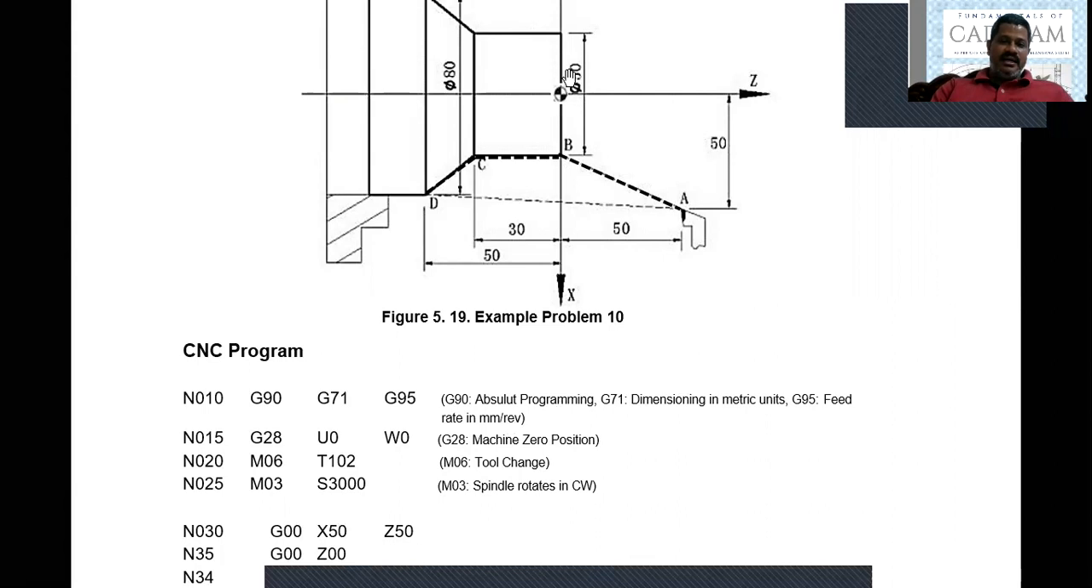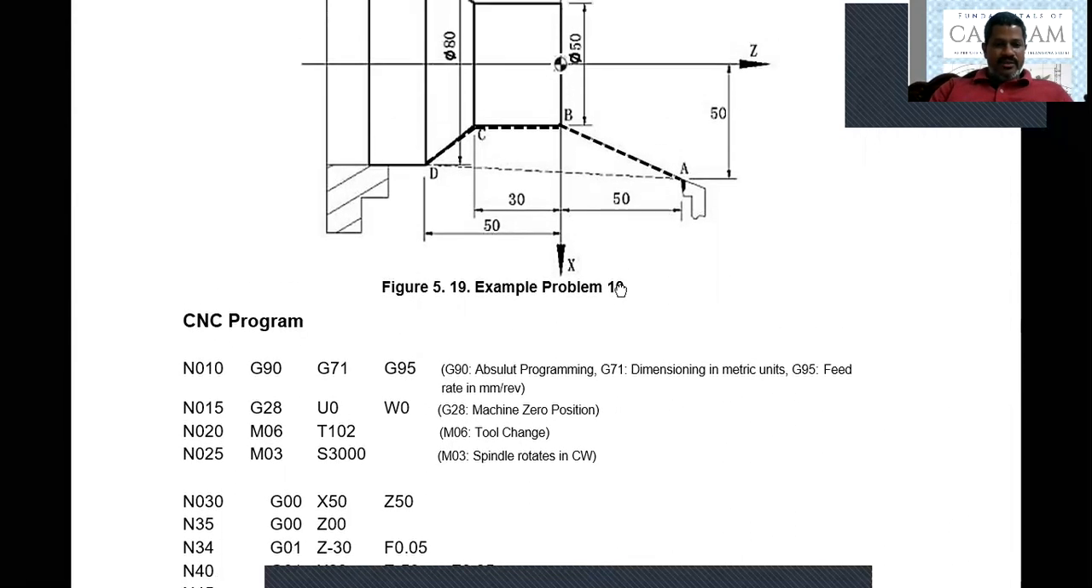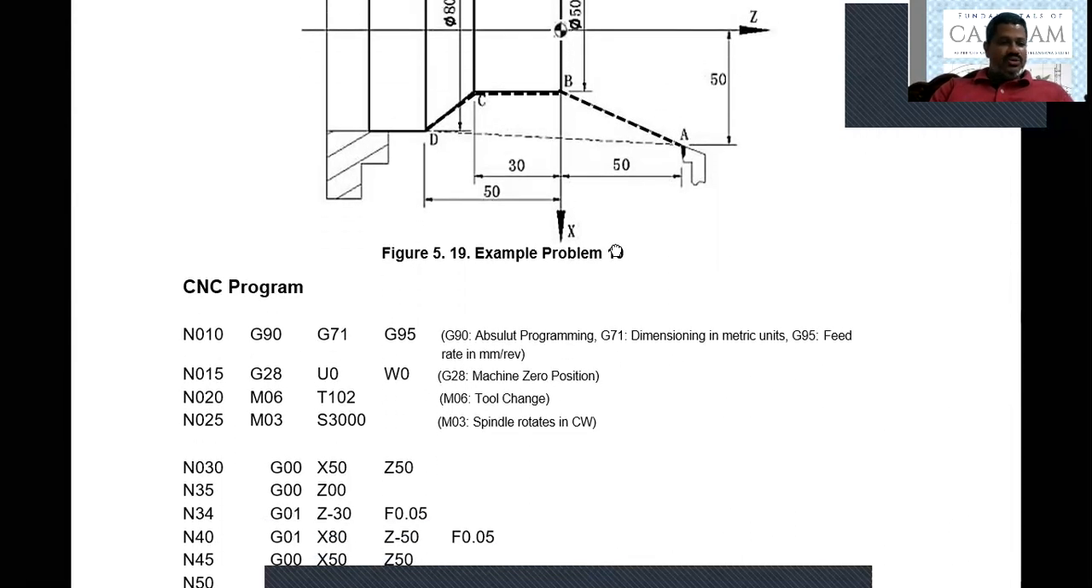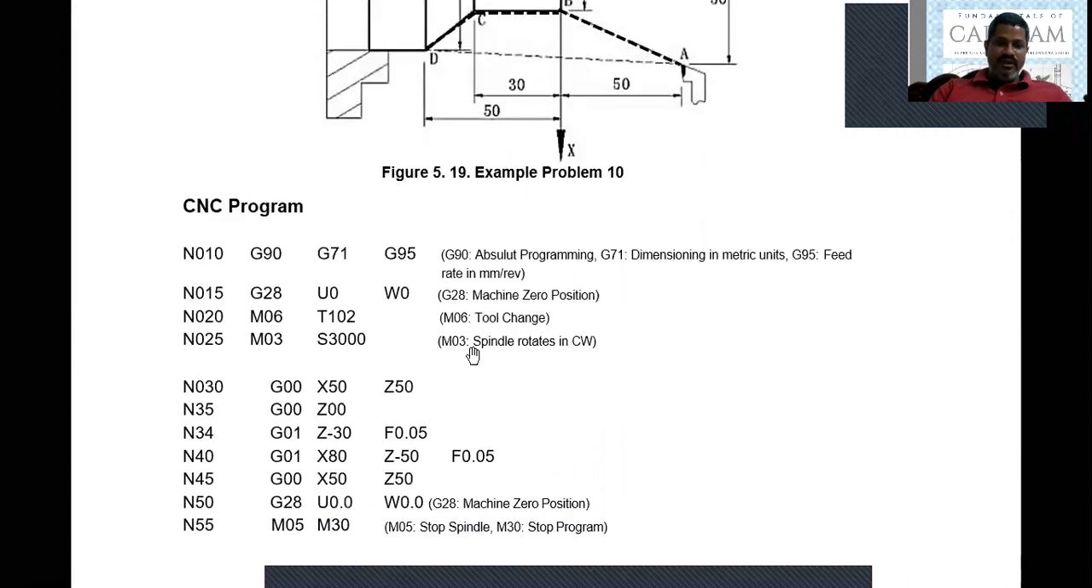Then here the coordinate values of B: X value is 50 and Z value is 0. From 50, 0, we need to move towards the negative Z axis for a length of minus 30. You can see here, minus 30, we are moving by specifying linear mode with a feed rate of 0.05.